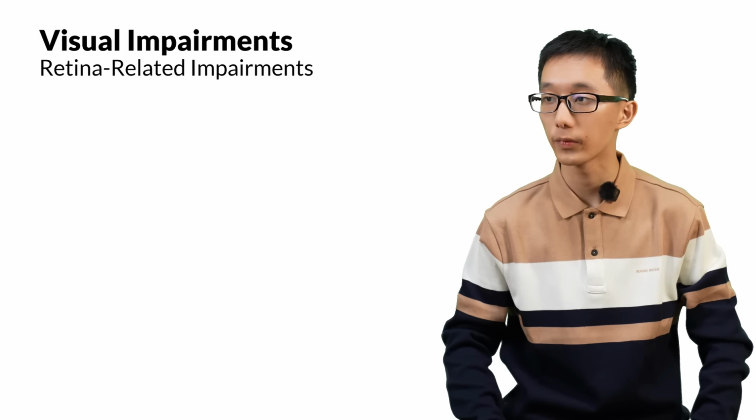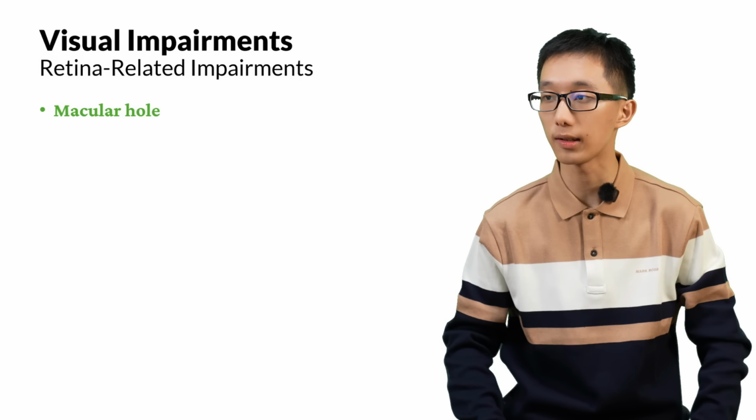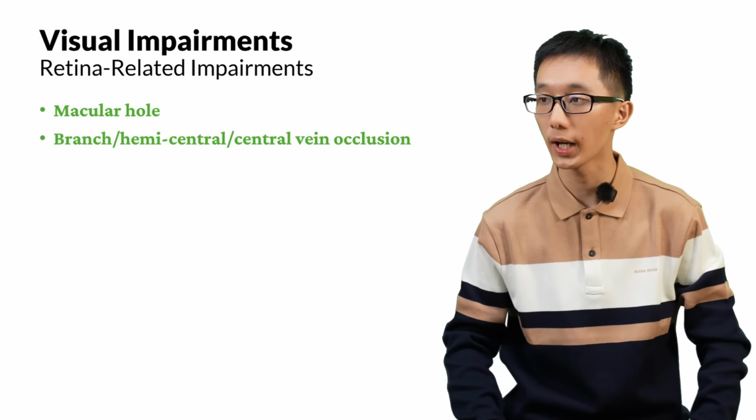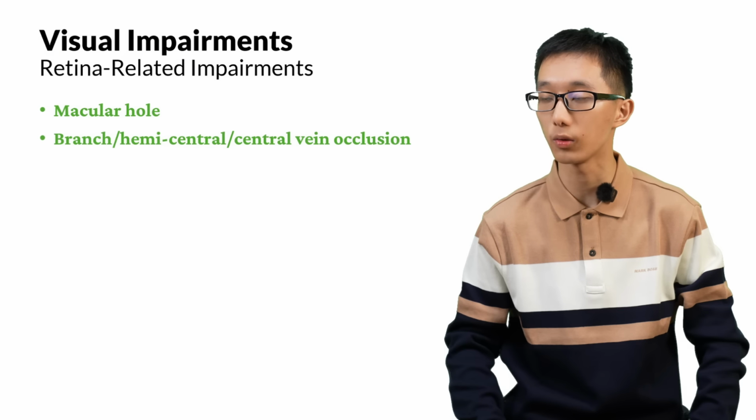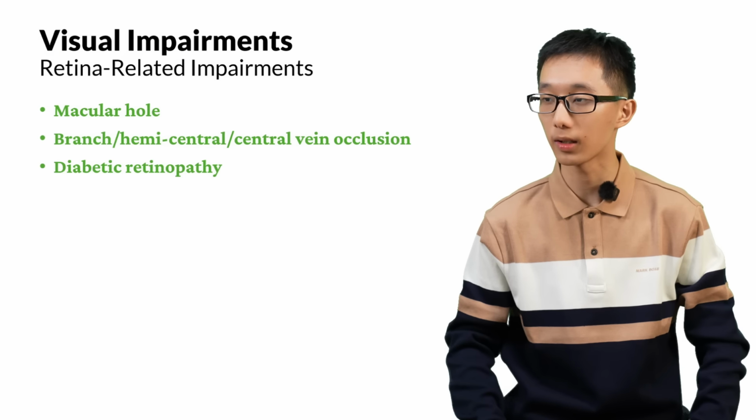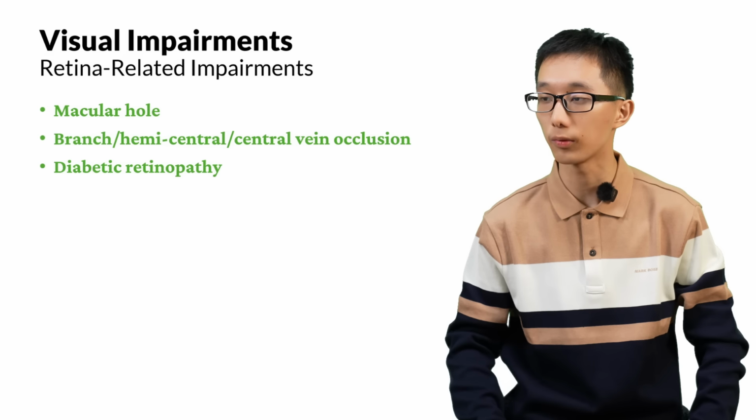Retina-related impairments. A macular hole is the case where the macula is entirely destroyed, sometimes by physical damage. In this case, the entire central vision will be lost. Branch, hemicentral, or central vein occlusion would cause blood to be occluded in the veins, and this will damage the retina where this occlusion happens. Diabetic retinopathy is induced by diabetes. Too much sugar in the blood will cause damage to the retina.